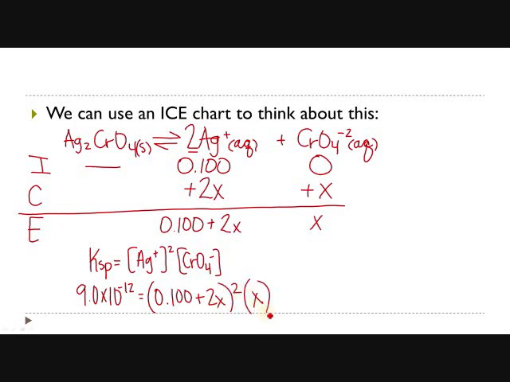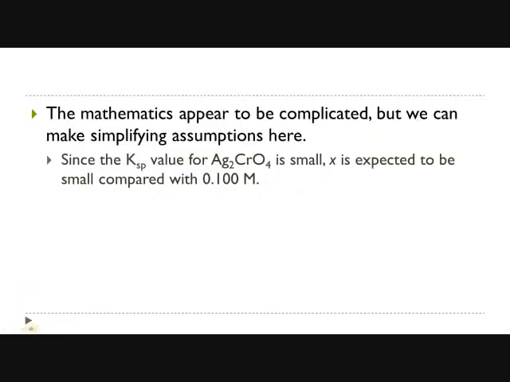Now at this point, it looks like it's going to get pretty tough. But remember when we learned about this whole ICE chart business back before? The Ksp is very small, times 10 to the negative 12. So since that is very small, we can do the assumption. So when you've plugged in for this common ion effect, then we can assume that since the Ksp is so small, x is expected to be small compared to the 0.1, so we can do the assumption.